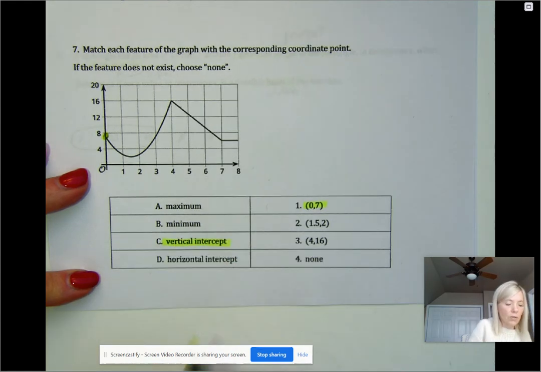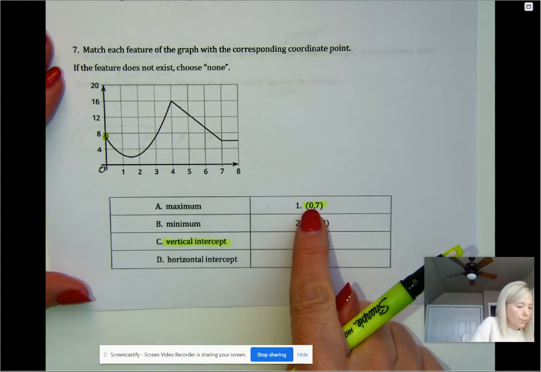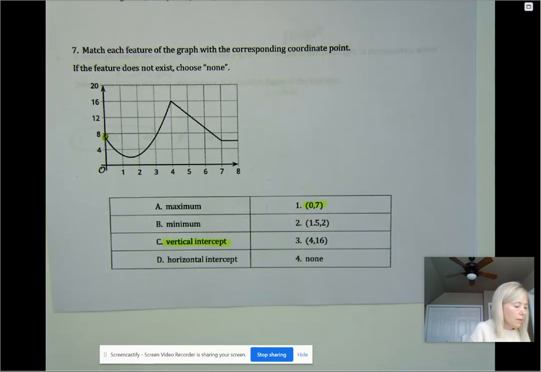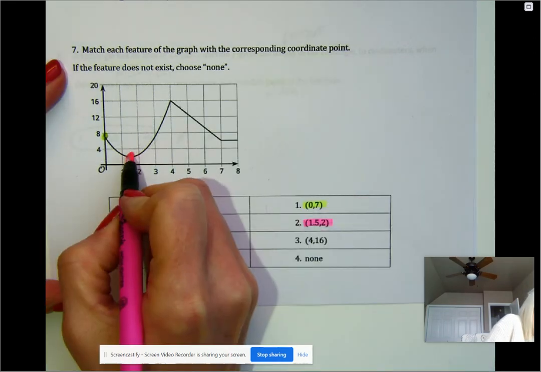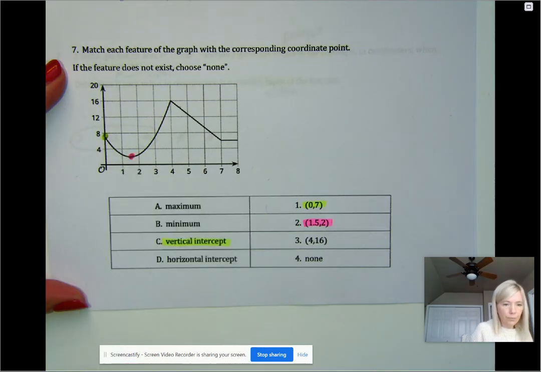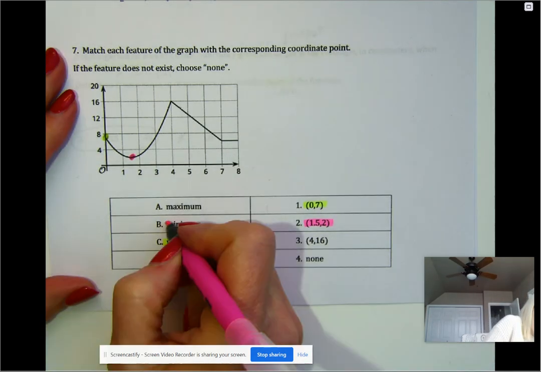At the vertical intercept, the x value in the coordinate is always 0. The next point is (1.5, 2). It's this point right here in pink on the graph. And it looks to be the very lowest value the graph ever reaches. So we're going to match that with the word minimum.